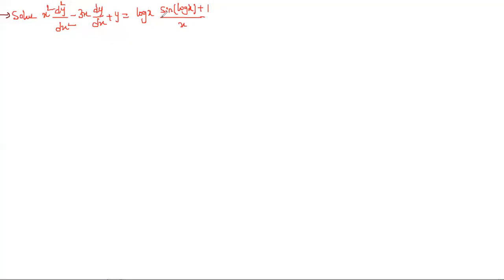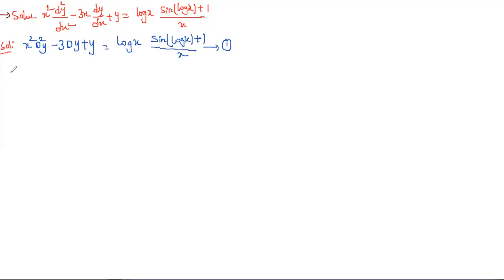Okay, so here it is. If they mention this divide for the entire expression, then that x is for the entire expression. Here it is only for this term, so we can simply write: this is a Cauchy's linear equation. First we write it in operator form: x square d square y minus 3x dy plus y is equal to log x into sin log x plus 1 by x, and let it be taken as 1.